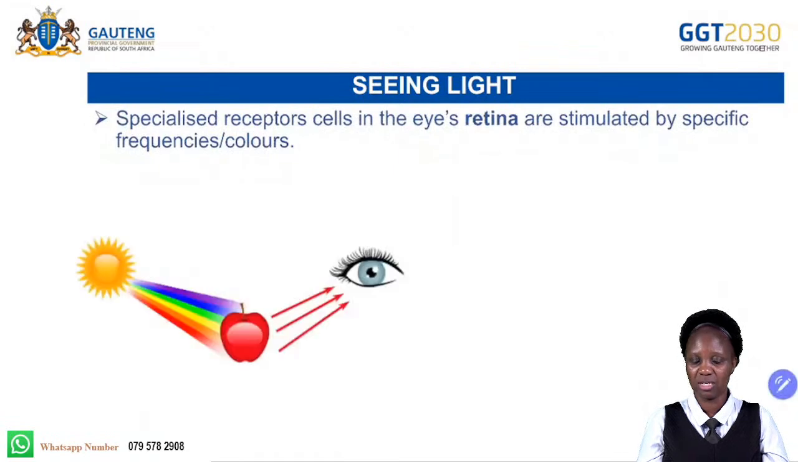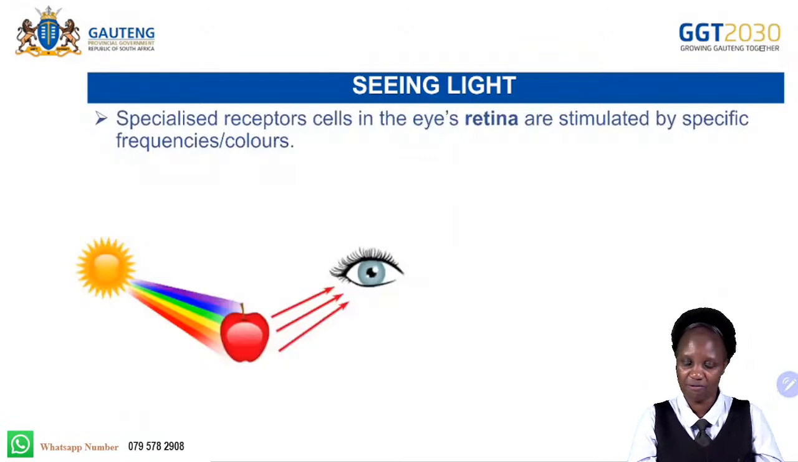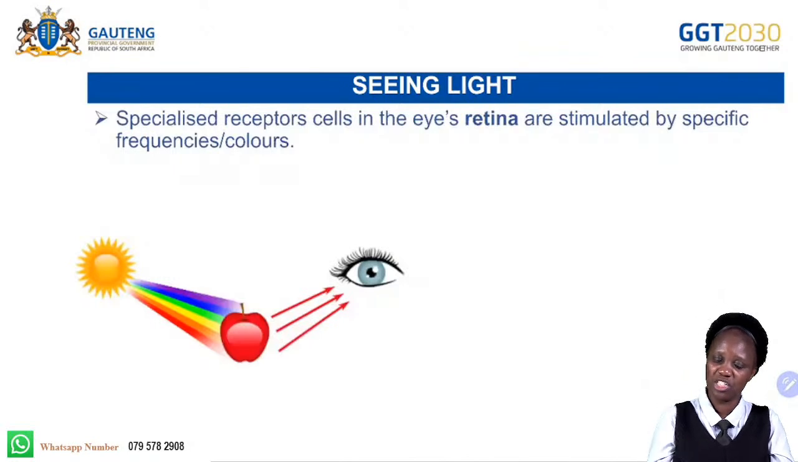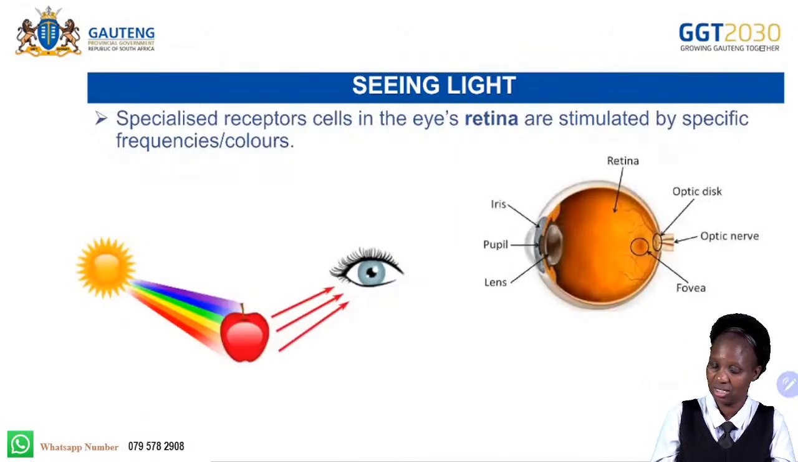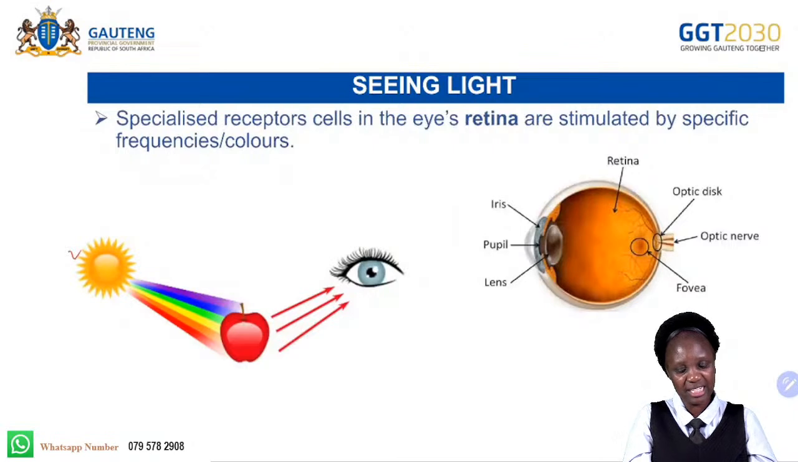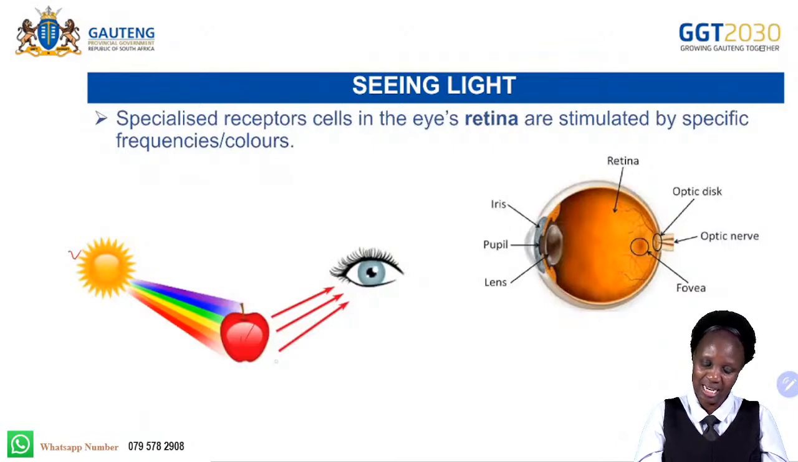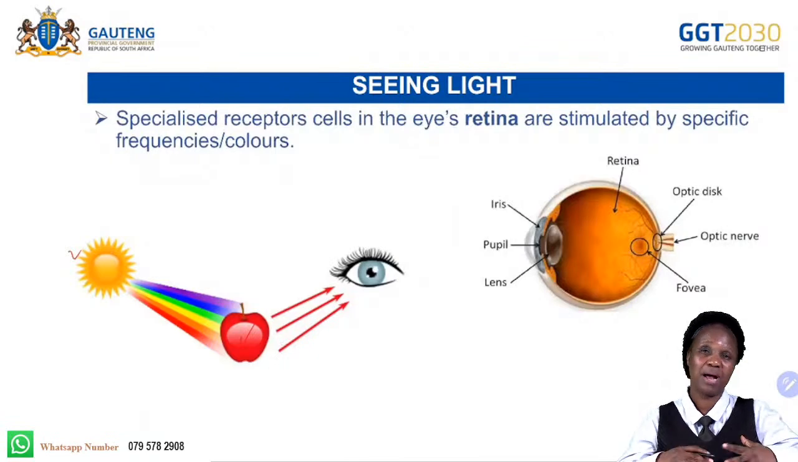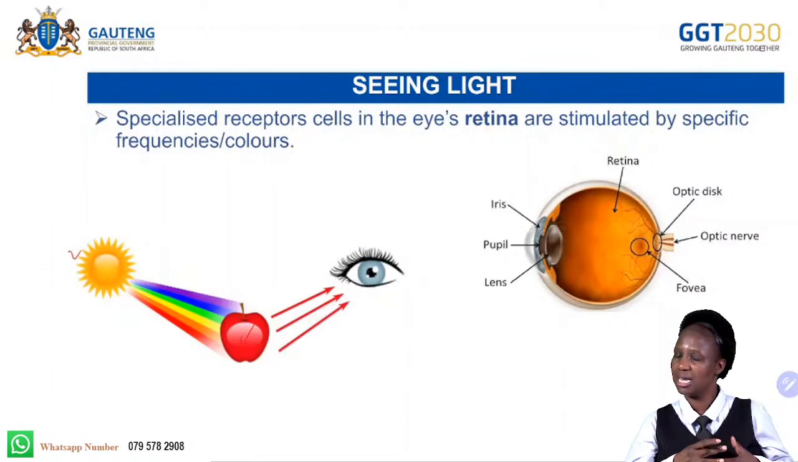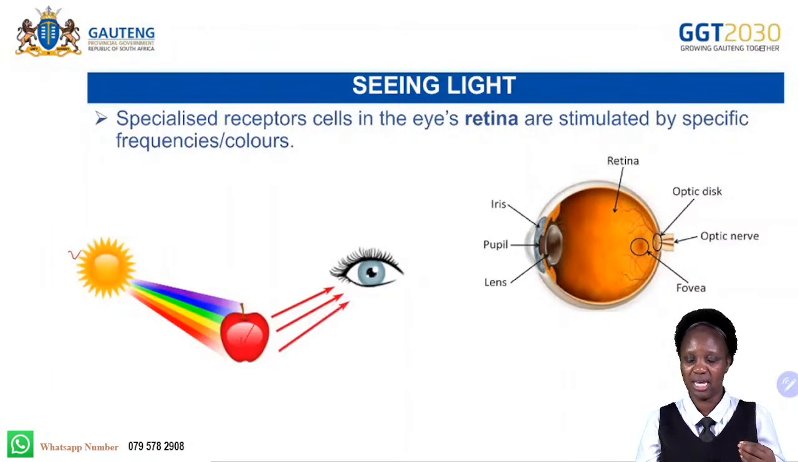Specialized receptor cells in the eye's retina are stimulated by specific frequencies, or we can say colors. All right, these are specialized receptor cells in the eye's retina. Okay, let's look at this picture. This is very interesting. We've got the sun there as the source of light, all right? And then it is striking an object here. Then some of the colors of the visible spectrum are being absorbed, but some light gets into our eyes. That's how we see what? That's how we see color.